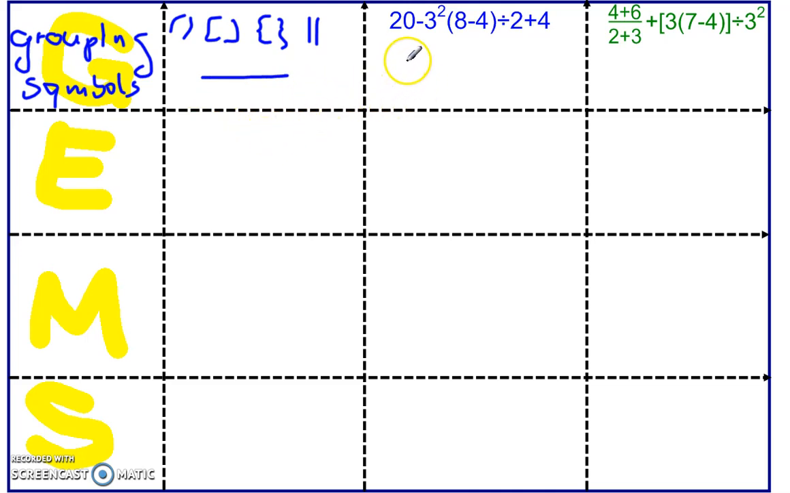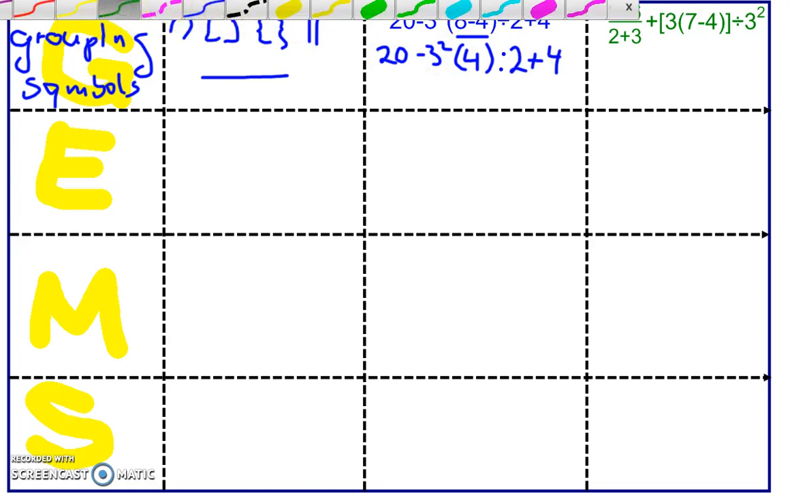So let's look at evaluating grouping symbols first. We've got parentheses right here. 8 minus 4. That gives us 4. Everything else carries down. So we have 20 minus 3 squared times 4 divided by 2 plus 4.